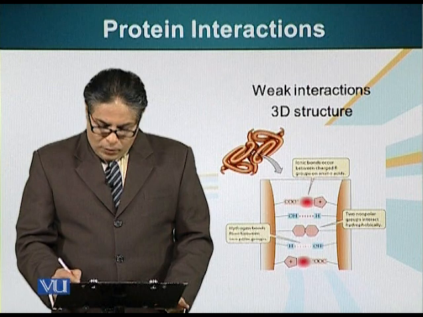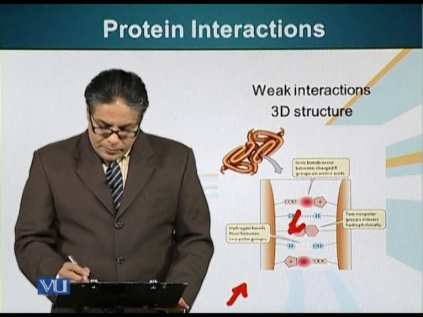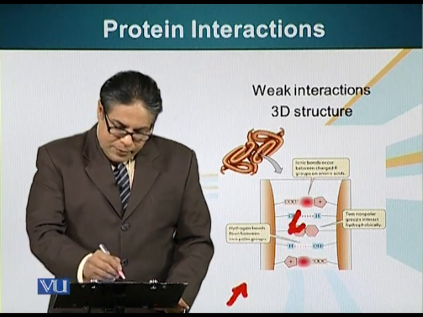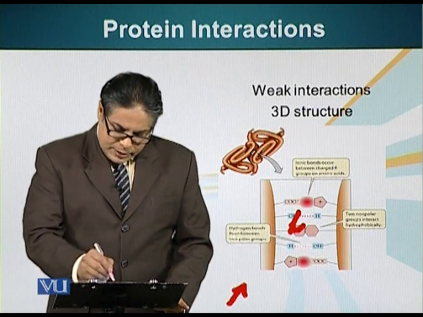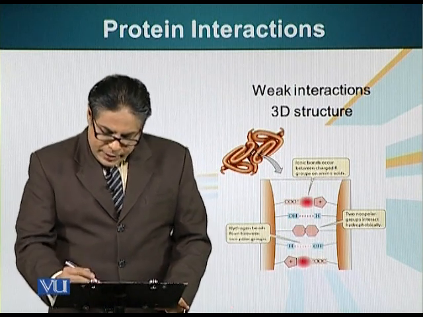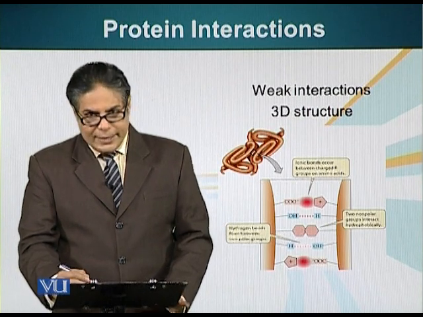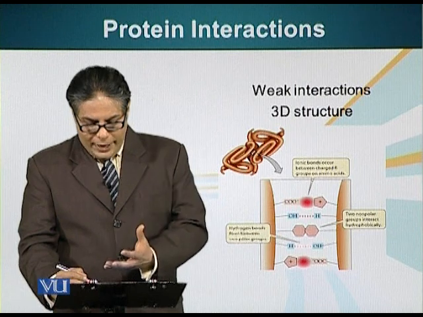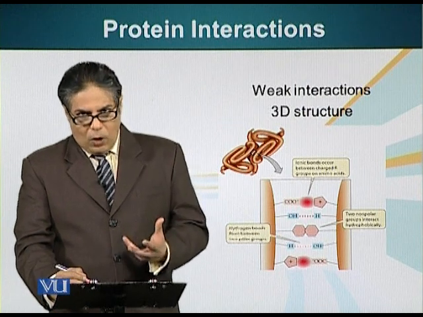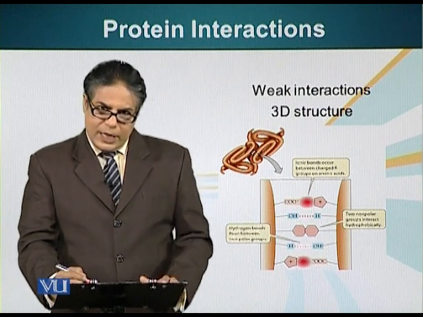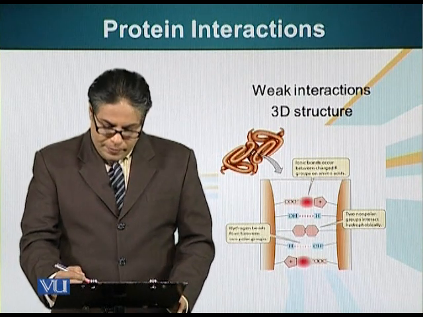Right below it, there's a hydrogen bond. You can see a hydroxyl group is interacting with the hydrogen atom, forming a weak interaction called hydrogen bond, which we have discussed in a previous module.